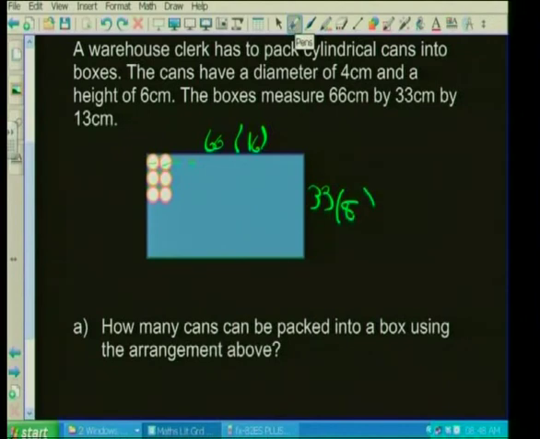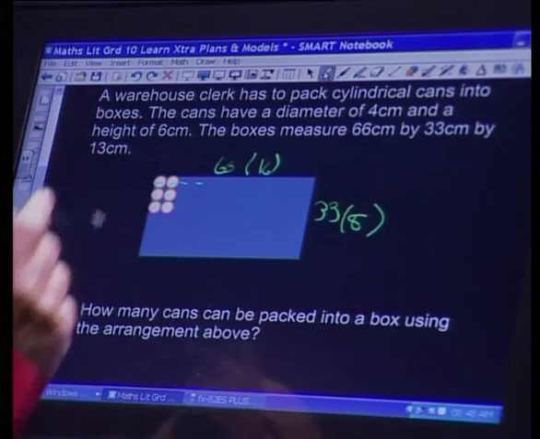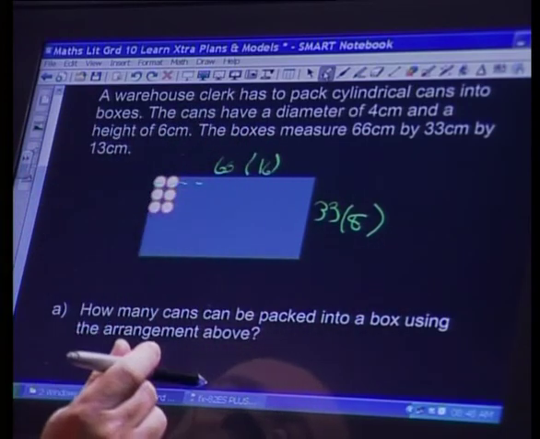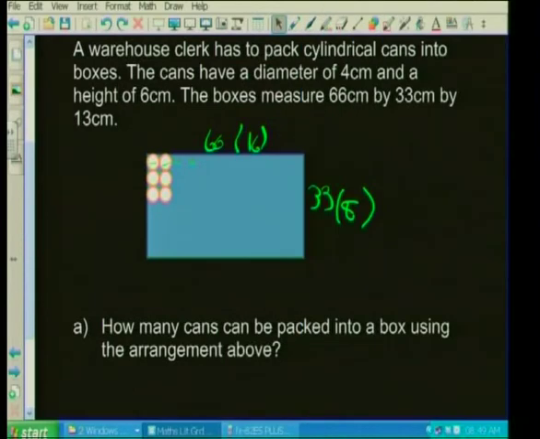So our box can fit 16 cans in a row and 8 cans down. And if we multiply that, because we can fit 16 for 8 rows, that means 16 times 8, we can see that these boxes will hold 128 cans if they're packed in this arrangement. So I'm just going to fill that in here. We've got 128 cans in the box.